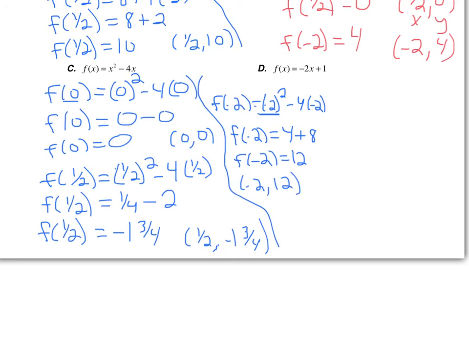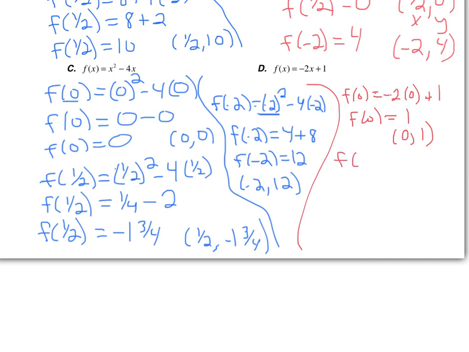Looking at letter D, we have f of x equals -2x plus 1. So we have f of 0 equals -2 times x plus 1. Again, I'm putting in the parentheses. Instead of x, I put 0. So f of 0 equals -2 times 0 is 0, plus 1 is just 1. So this becomes an input of 0, an output of 1.